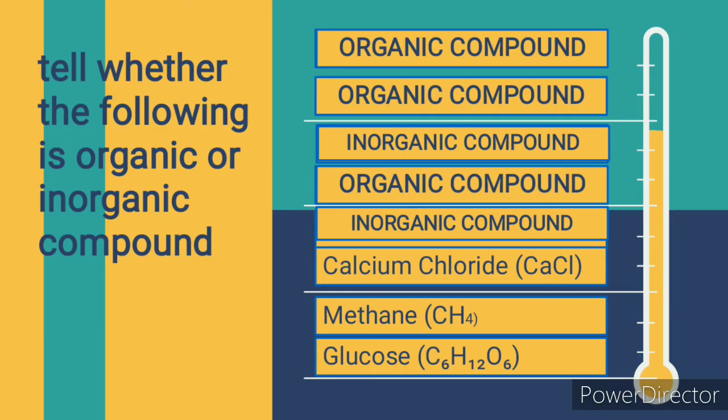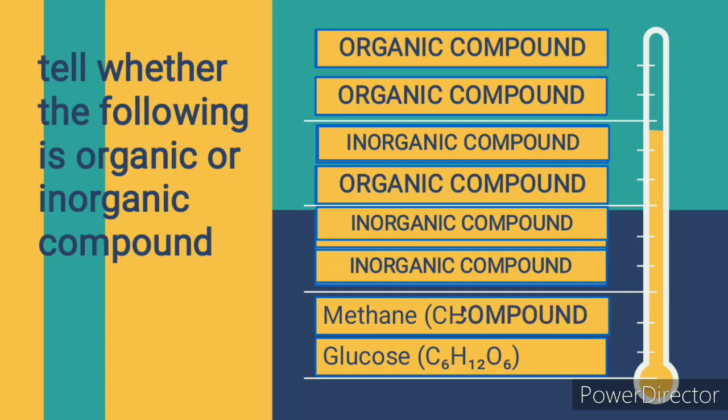Next, calcium chloride: 1 atom of calcium and 1 atom of chlorine. So what is this? Great! That is still an inorganic compound because you have not been able to see a bond between a carbon and a hydrogen or an oxygen. Next, methane. CH4, or 1 carbon atom bonded to 4 hydrogen atoms. What is this? Great! This is an organic compound.